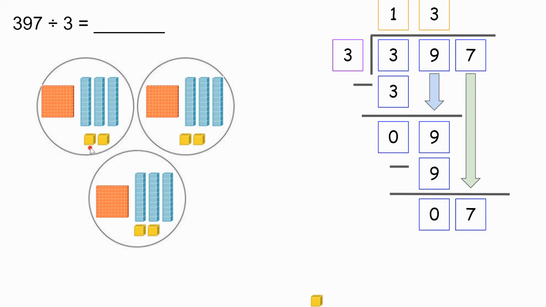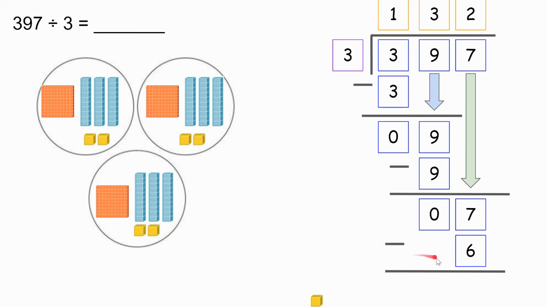We can see each group has 1, 2 unit cubes. So we're going to record the 2 up here in the ones place. Another way we can get this 2 is by asking ourselves, what can I multiply by 3 to get closest to 7 without going over? Well, we know 2 times 3 is 6, and that's the closest we can get to 7 without going over. Another way we got this 6 is by saying that we used 1, 2, 3, 4, 5, 6 unit cubes.